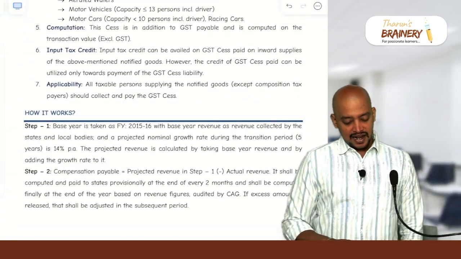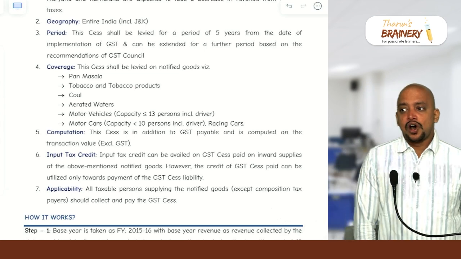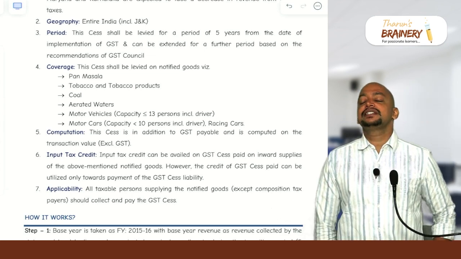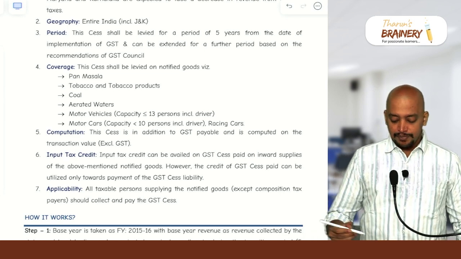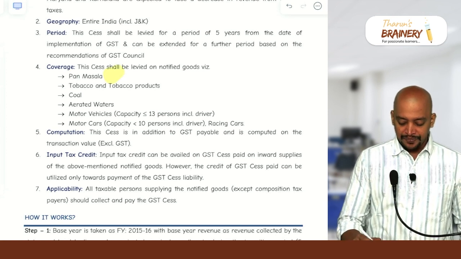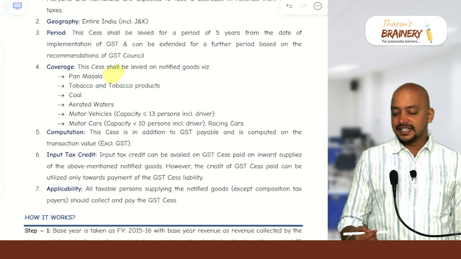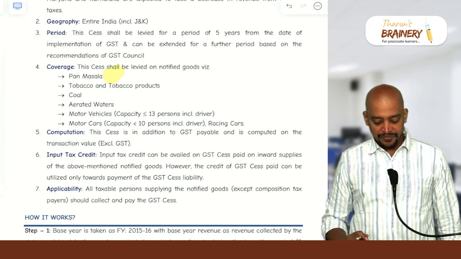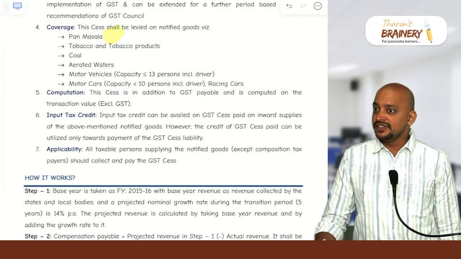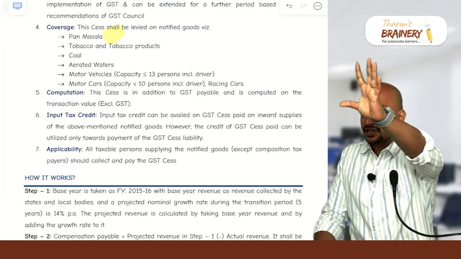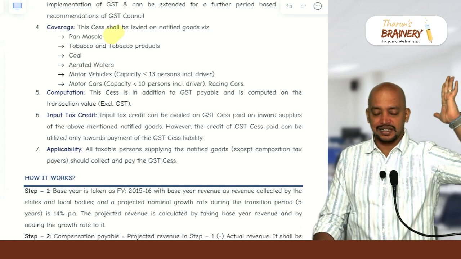Yes. Then come back. What are the goods which are covered under compensation cess? All notified goods. This is the example of some notified goods. Not that only these goods are covered. This is just an example: pan masala, tobacco and tobacco products, then coal, aerated waters, motor vehicles, motor cars. These are some examples of goods on which compensation cess is applicable. Should we remember the notified goods? No, not necessary. In exam they will give the compensation cess as so and so percentage, then on that product there is compensation cess. You don't have to remember the list of goods.